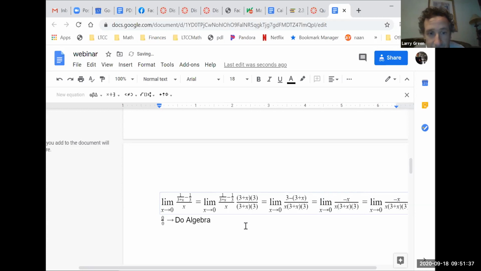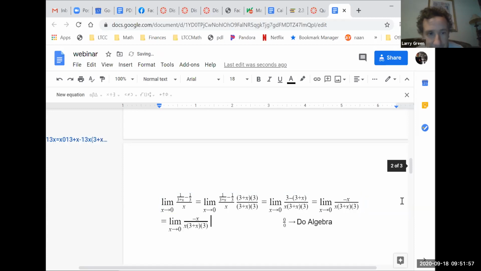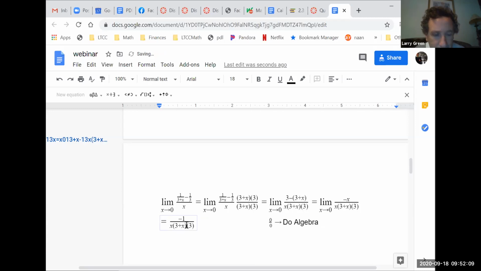And when you cancel, let's do that. I'm at the end of the line, so I have to fix it. There we go, now it's the next slide. So now I can cancel the x's. When you cancel the x, it becomes a 1. This x, you can leave as a 1 or you can just drop it.